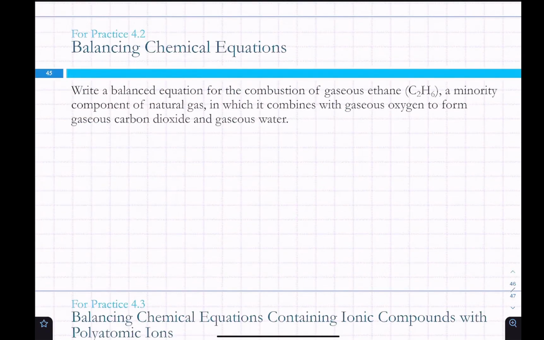Neato. Write a balanced equation for the combustion of gaseous ethane, which is a minority component in natural gas, in which it combines with gaseous oxygen to form carbon dioxide and water. All gaseous.